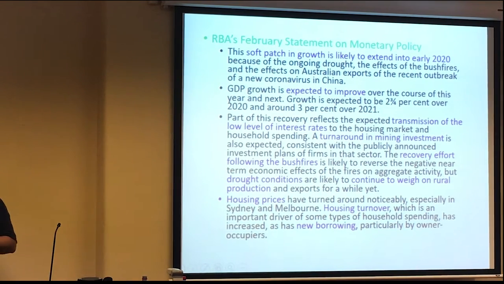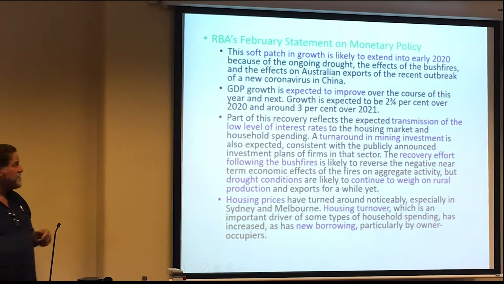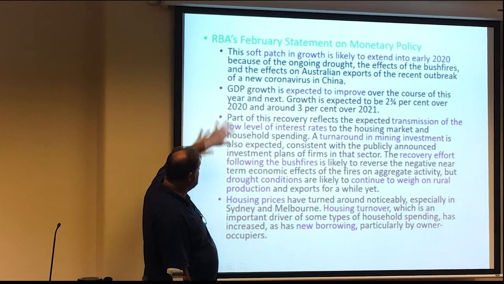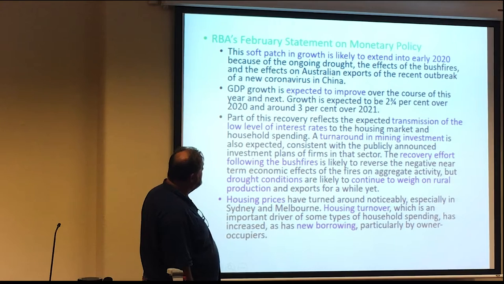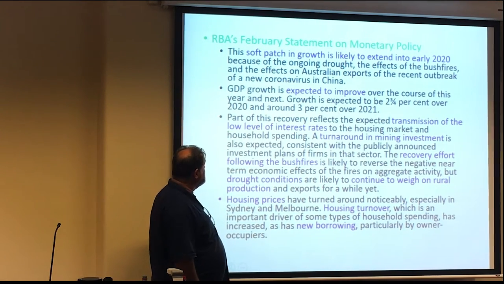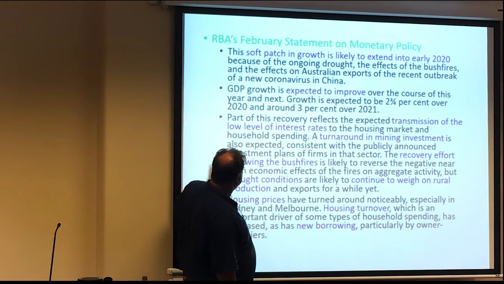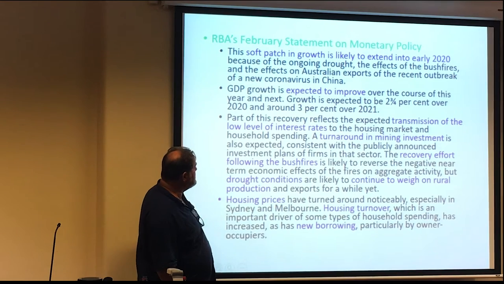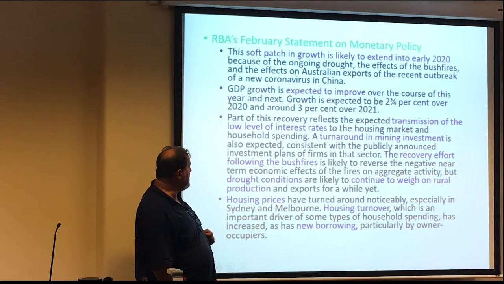The soft patch in growth is likely to extend into early 2020 because of the ongoing drought, the bushfires, and of course the coronavirus. GDP growth is expected to improve over the course of this year and the next. It's expected to be about 2.75% over 2020 and around 3%. Part of it reflects the transmission of these very low levels of interest rates that we've got. They're expecting a turnaround in mining investment.